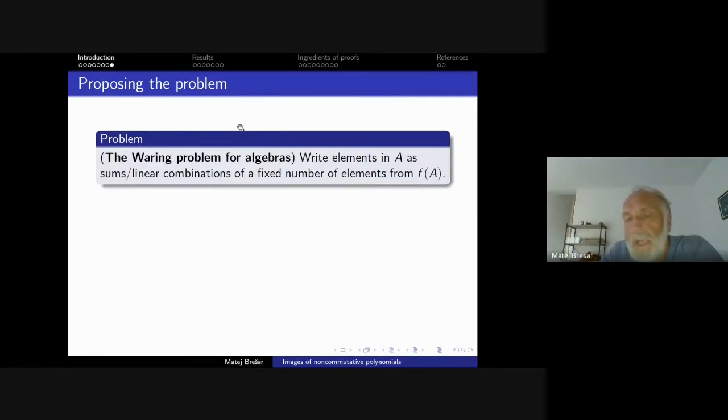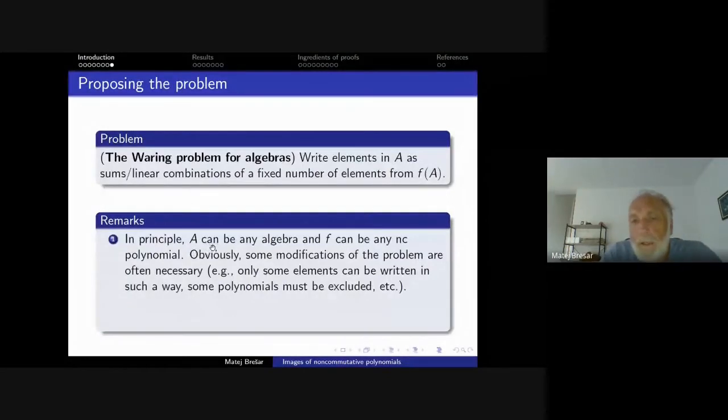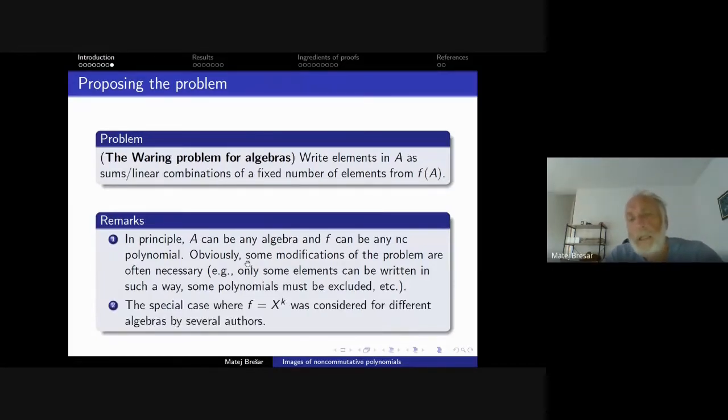Now, I stated this problem in a rather rough way. So, two general remarks. Here, in principle, A can be any algebra and F can be any non-commutative polynomial, but it may not be possible to achieve this, because sometimes some polynomials must obviously be excluded, so for example polynomial identities, etc. And the second remark is that the special case where F is just the simple polynomial x to the k, this problem was considered by many algebraists in different contexts, for some commutative algebras, also non-commutative, for some matrices. After all, the classical Waring problem in some way considers exactly this problem for the integers, positive integers actually.